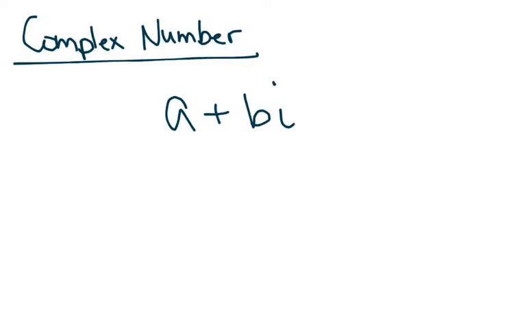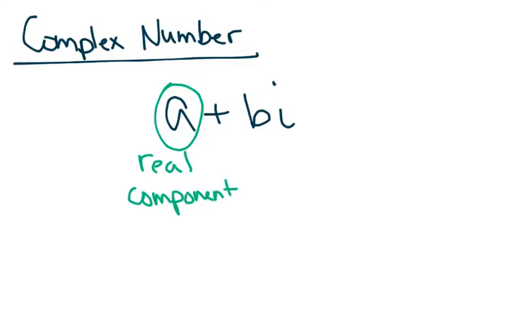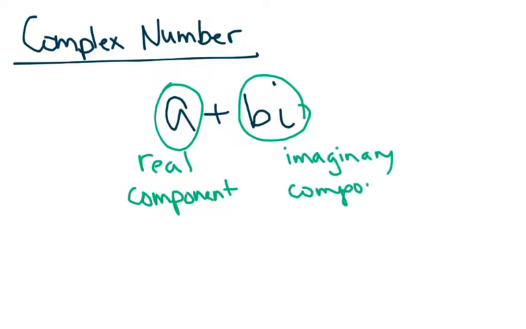So let's talk about what a complex number is. A complex number is any number written in the form a plus bi. A is called the real component. It's the real number part of the complex number. The bi part is called the imaginary component. So there are two components to a complex number.